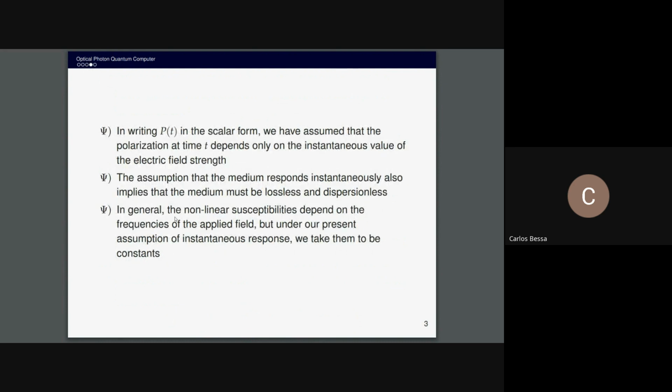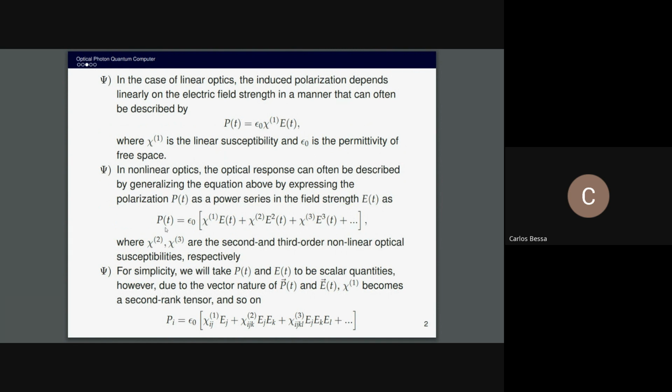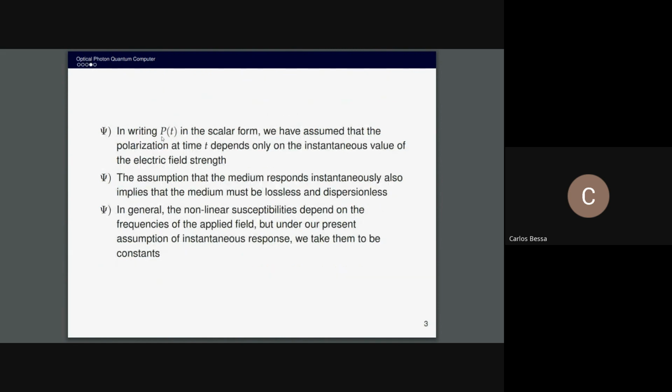So as I told you, we will consider the scalar form of P when we apply it to quantum computation here. In writing P in the scalar form, we have assumed that the polarization at a certain time t depends only on the instantaneous values of the electric field strength. The assumption that the medium responds instantaneously will also imply that the medium must be lossless and dispersionless. This type of thing is, of course, only an approximation. All materials, for instance, have dispersion; they are not dispersionless.